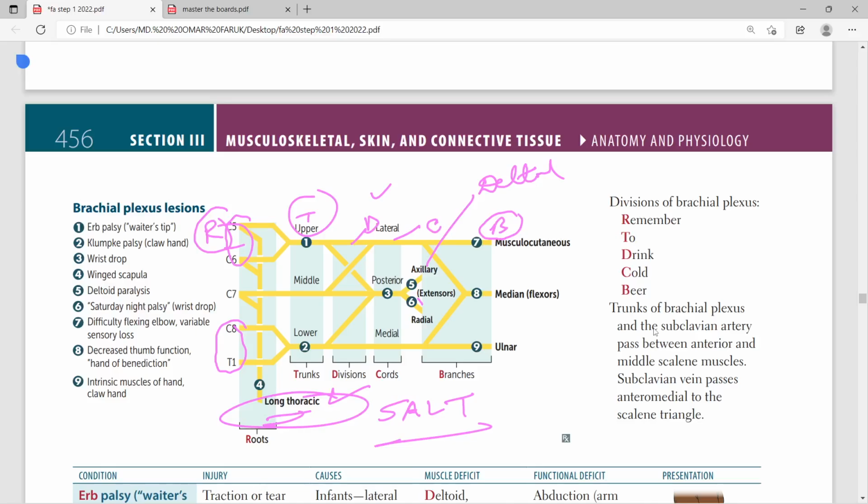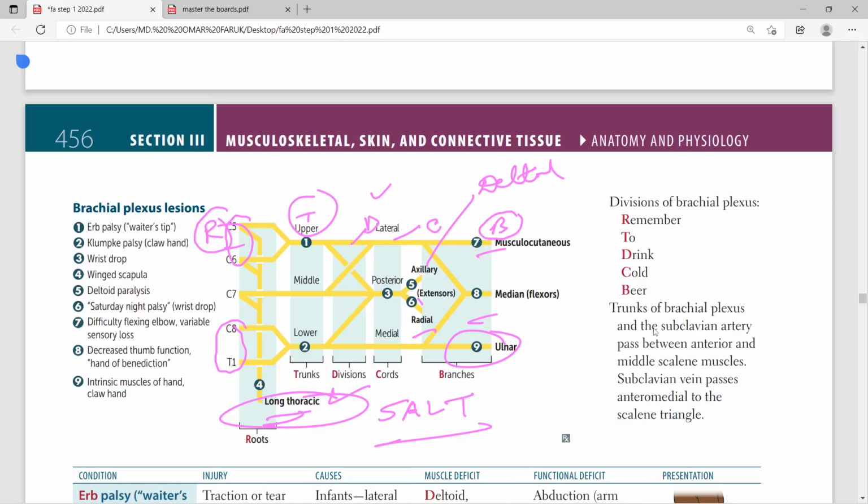And radial nerve causes wrist drop, Saturday night palsy. And the musculocutaneous nerve, difficulty flexing elbow, and median nerve, decreased thumb function and hand of benediction. And in ulnar nerve, intrinsic muscles of the hand and claw hand.